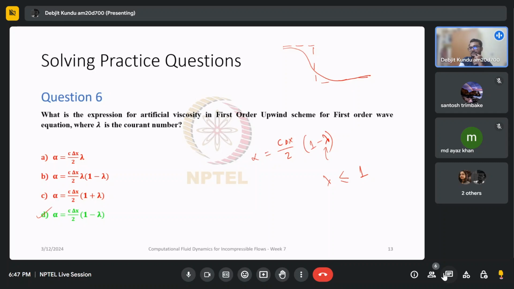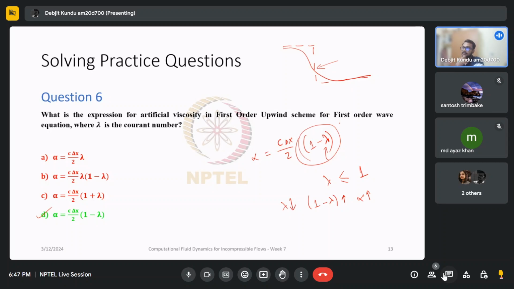hyperbolic equations. Now, as lambda goes lesser and lesser than 1, this term over here, 1 minus lambda, increases. So, as lambda decreases, 1 minus lambda increases. And since alpha is directly proportional to this, alpha also increases. And that increases this diffusion, artificial diffusion problem even more.